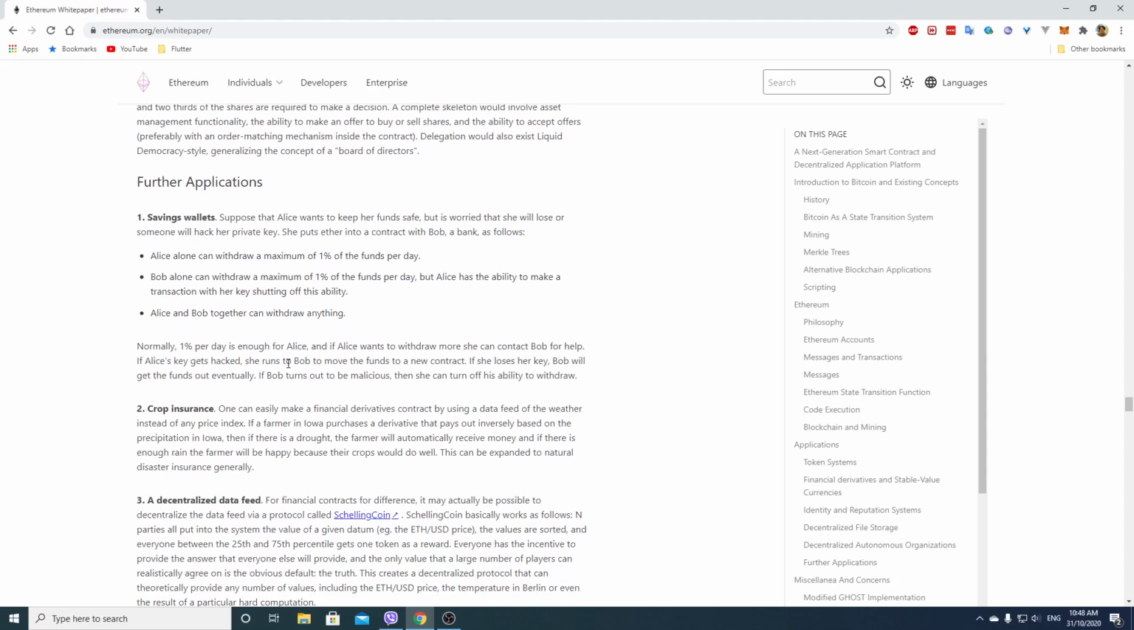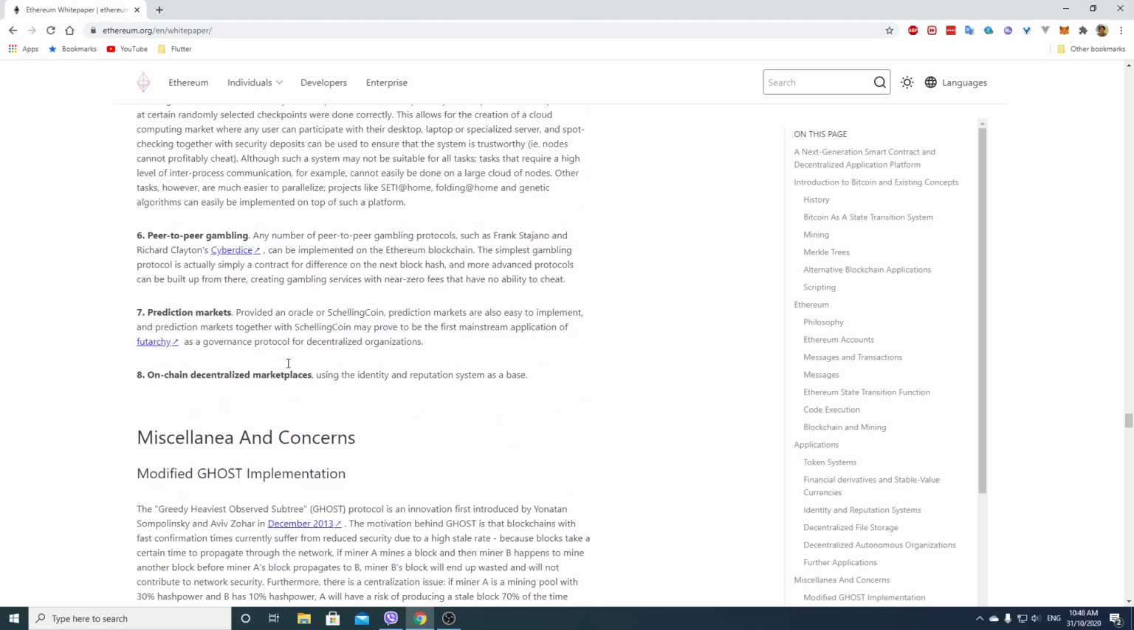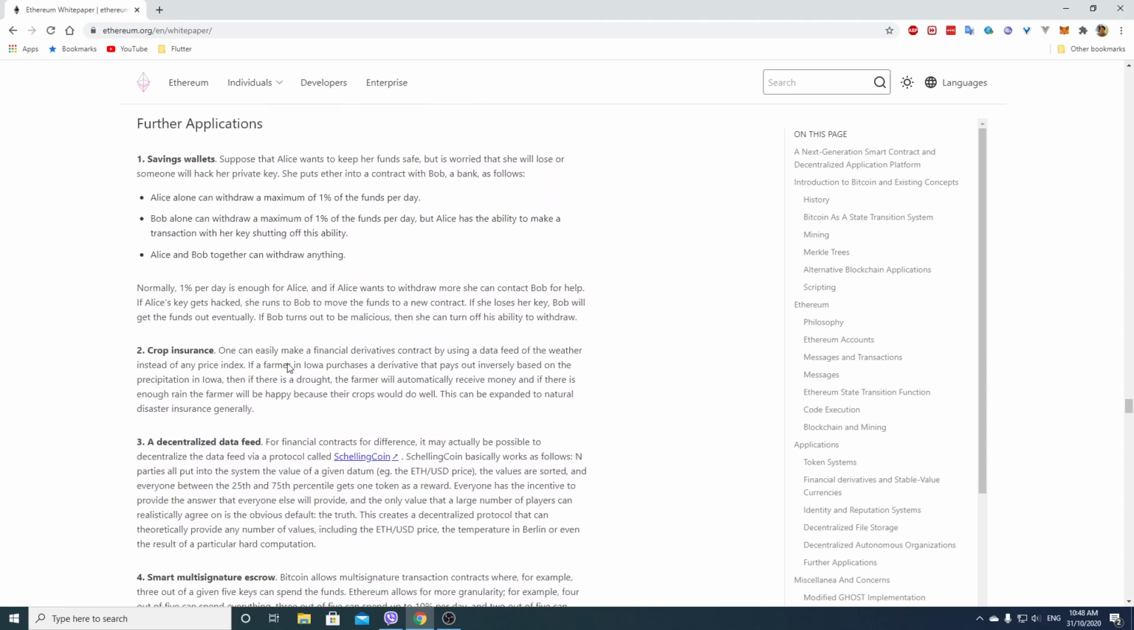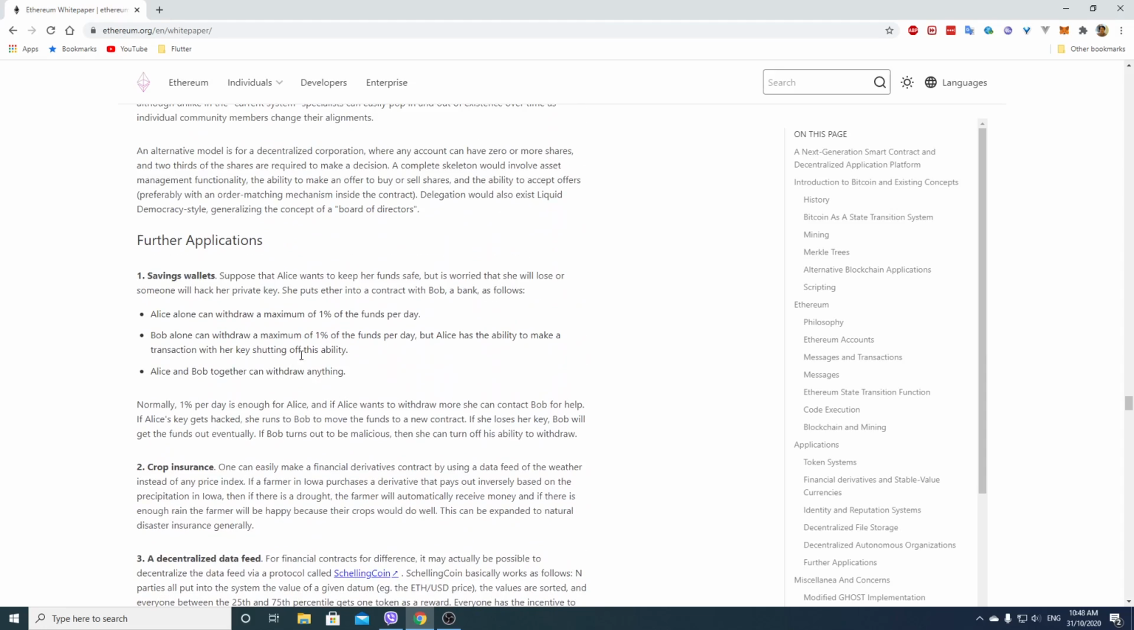Further applications. Okay, so let's finish with this section. Saving wallets. Suppose that Alice wants to keep her funds safe, but is worried that she will lose or someone will hack her private key. She puts her funds into a contract with Bob, a bank, as follows. Alice alone can withdraw a maximum 1% of the funds per day. Bob alone can withdraw a maximum 1% of funds per day, but Alice has the ability to make a transaction with her key, shutting off his ability. And Alice and Bob together can withdraw anything.